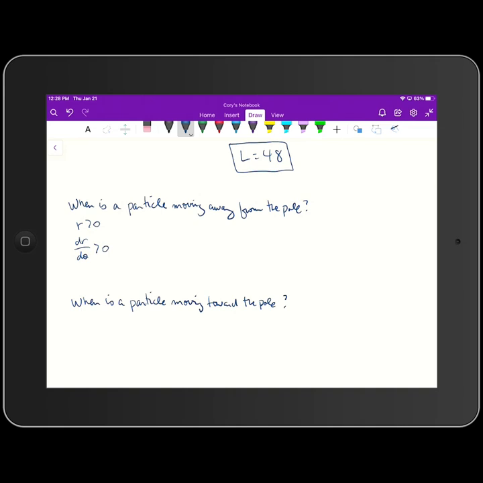Okay, I think the second circumstance where a graph moves away from the pole is when r is less than 0, so when r is negative, and when dr d theta is less than 0, which means that r is decreasing. So if r is negative and r is decreasing, that means the graph is also moving away from the pole. The r values are negative and they're becoming more and more negative, which means the graph is moving away from the pole. So what do those two situations have in common? They have in common that r and dr d theta have the same sign.